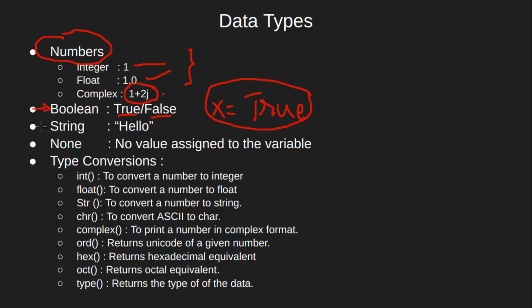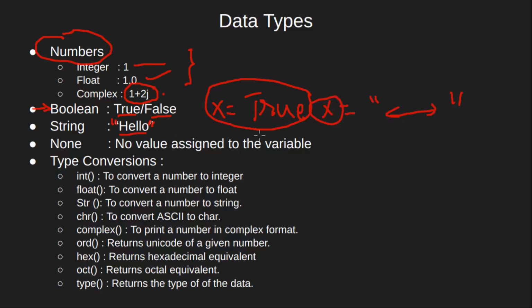Then you have a string variable. The string data type basically is denoted by double quotes. So any value that is put inside double quotes becomes a string. So if I say x is equal to anything within double quotes, I can put any value. This whole thing becomes a string, and that is assigned to the variable x. So x becomes a string data type.